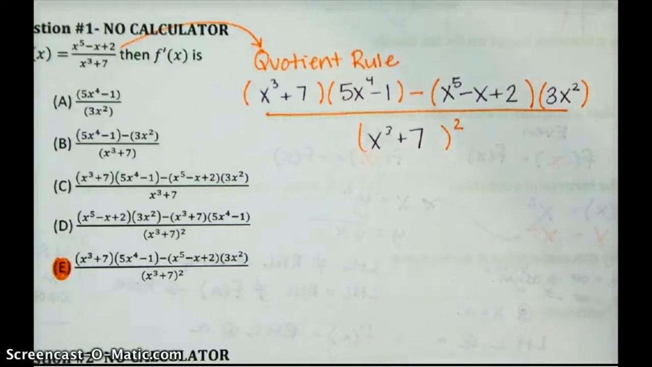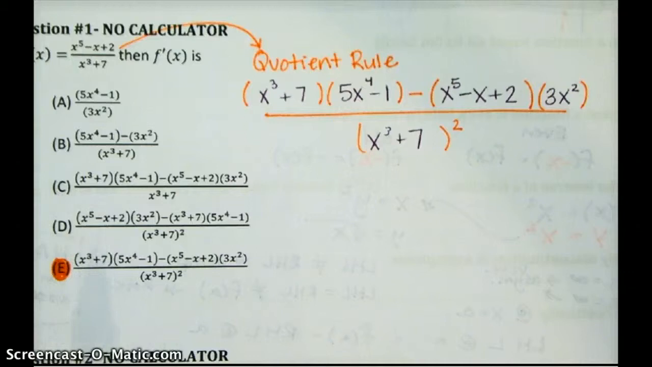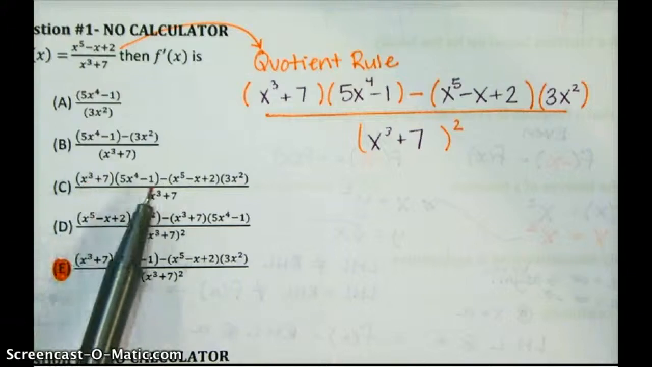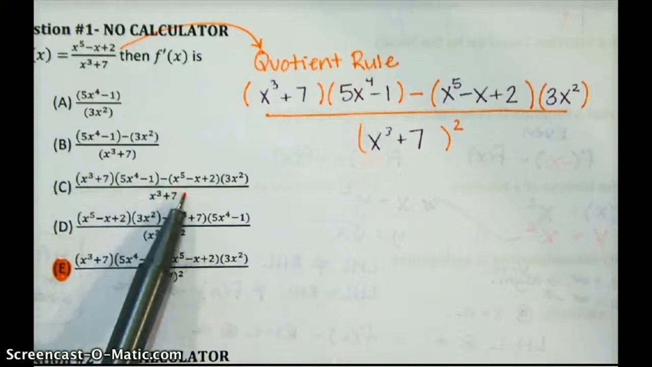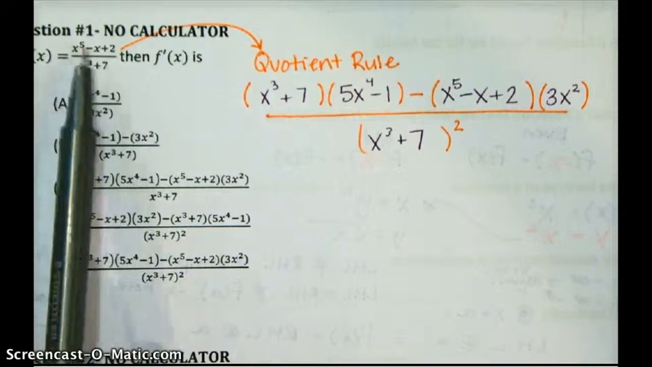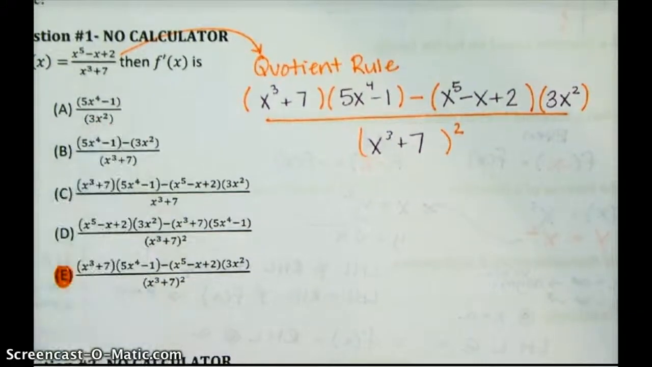It is E. Another way you could do this is you could go through and identify what's wrong with each of the other ones. For example, this one did high d low first instead of low d high, and that's why D is wrong. C is wrong because there are no parentheses squared on the bottom. B is wrong because we're just missing terms. A is wrong because they just took the derivative of the top and the derivative of the bottom, and you are not allowed to do that.